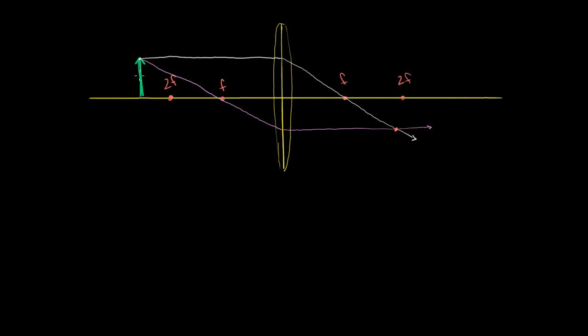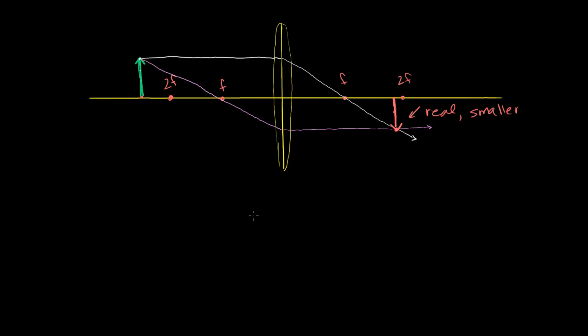If you did this for every point on this object, a point in the middle right over here would reconverge right over here. This point right over here would reconverge right over there. And so the image of this object is going to look like this. It's going to be a real image, because the rays actually converge here. It is a real inverted image. It was pointing up before, now it's pointing down. And in this situation, it's going to be smaller than the original. It's a real smaller inverted image.